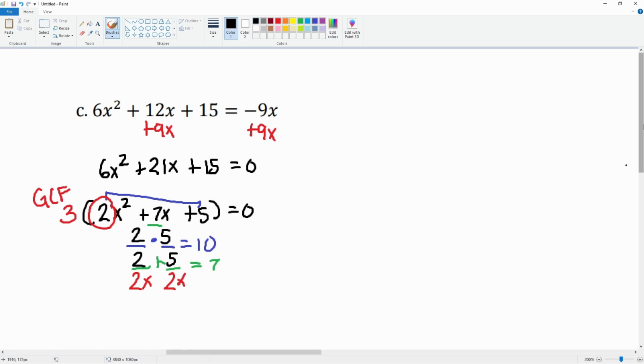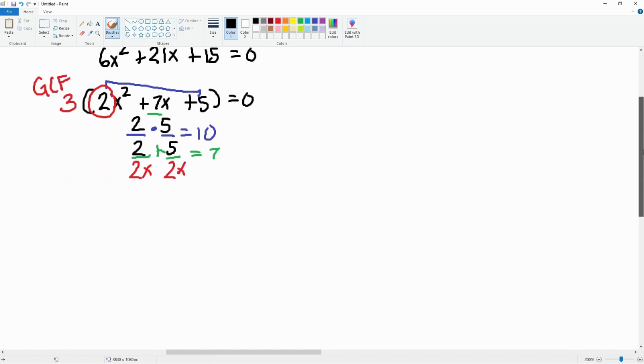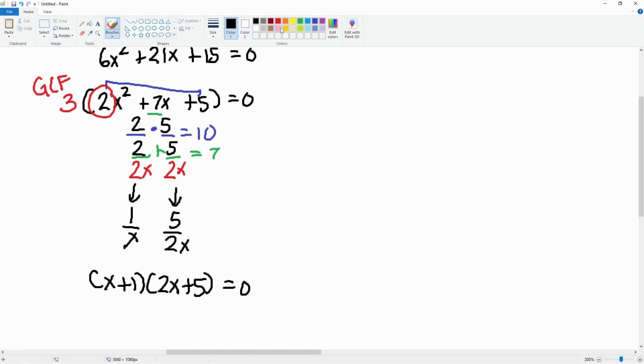Let's see if this simplifies, and it looks like it does simplify. 2 over 2x becomes 1 over x. 5 over 2x does not simplify, so that stays 5 over 2x. In the parentheses, it is x plus 1 and 2x plus 5. And again, we have to set that equal to 0.